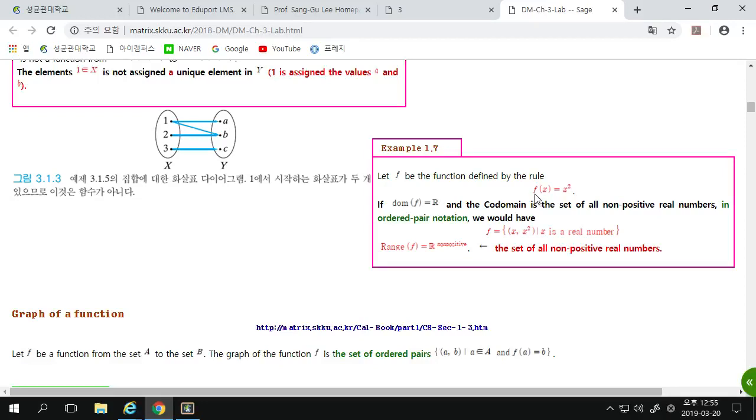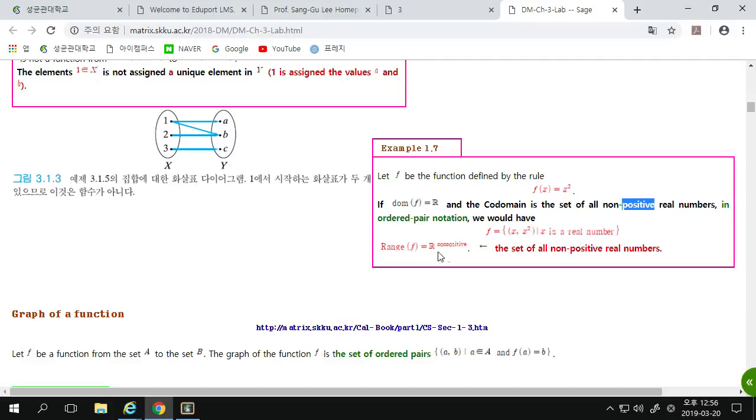Then this is a function, and the codomain is the set of all non-negative real numbers, because every real number, when squared, is going to be non-negative. So this is the set of all non-negative real numbers. In ordered pair notation, f is the set of pairs x and x squared, the element in the domain and its image, where x is a real number.